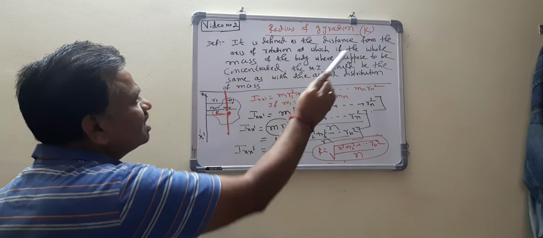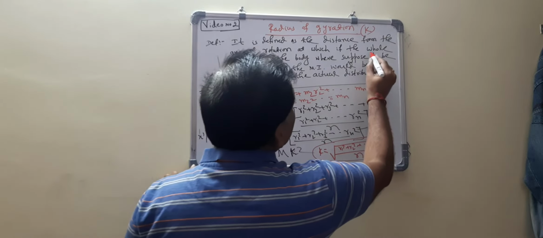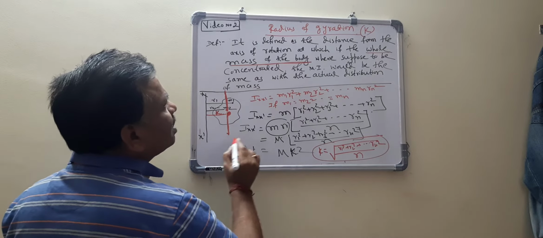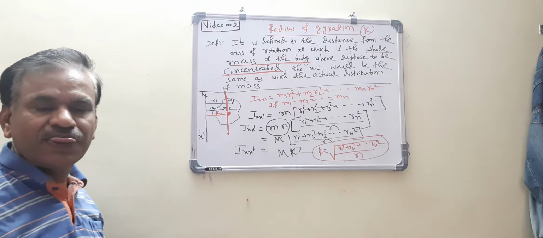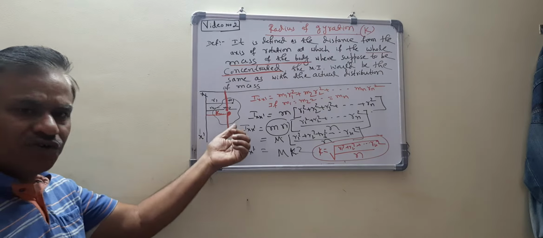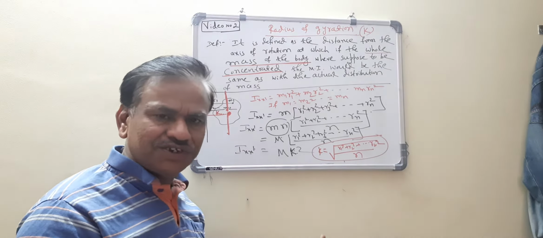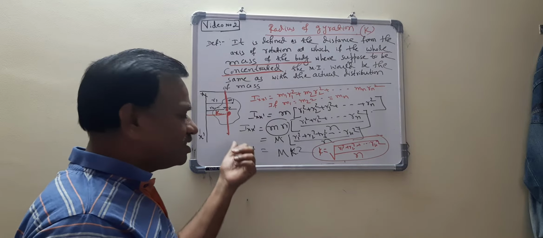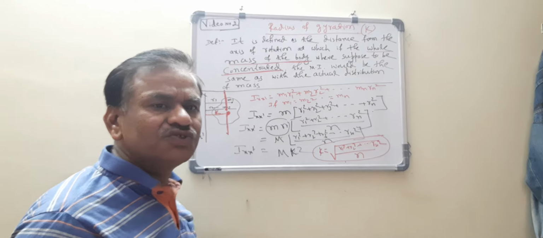It is defined as the distance from the axis of rotation at which the whole mass of the body is supposed to be concentrated. This is the sentence required. It is the distance from the axis of rotation at which the entire mass of the body is concentrated. You can write this much also, it is good. What is that? It is K, nothing but what? It is the distance from the axis of rotation at which the entire mass of the body is concentrated.